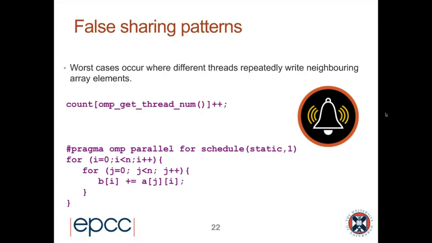In this case, what will typically happen is that although you might think that, for load balance reasons, a small chunk size is going to be best, if you do experiments, you will find that the optimal chunk size is not one. It'll be something larger than one, so maybe 8 or 16 or something like that.